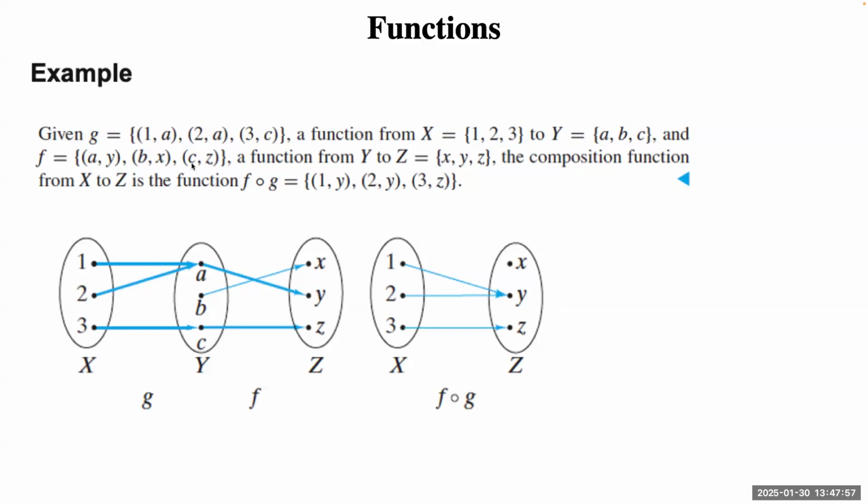Then I take the letter A and apply it to f. And A goes to Y. So the composition of f and g for 2 is 2 all the way to Y, f circle g, 2 to Y. 1 the same way: 1 goes to A goes to Y. So in the composition function, 1 goes to Y as well.